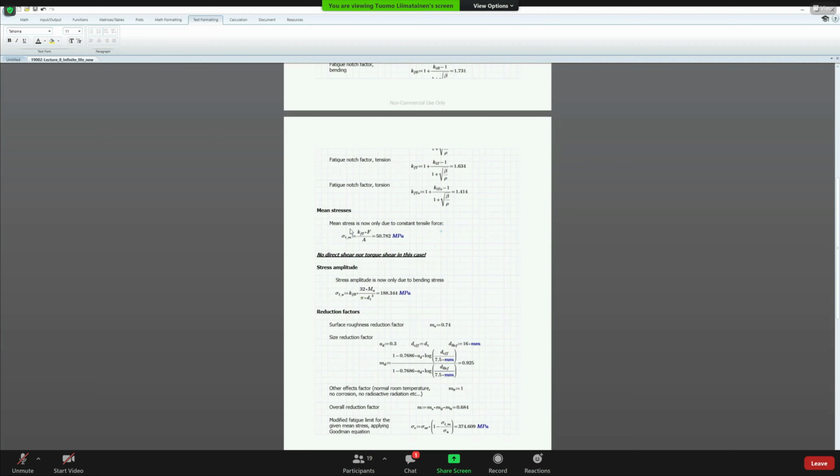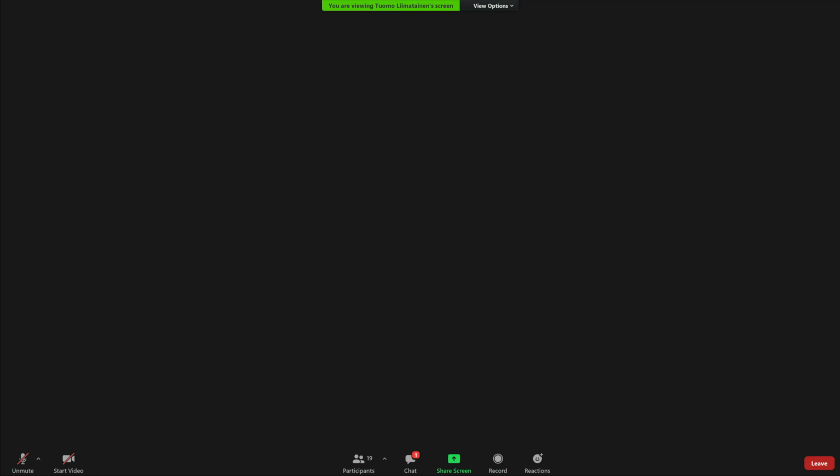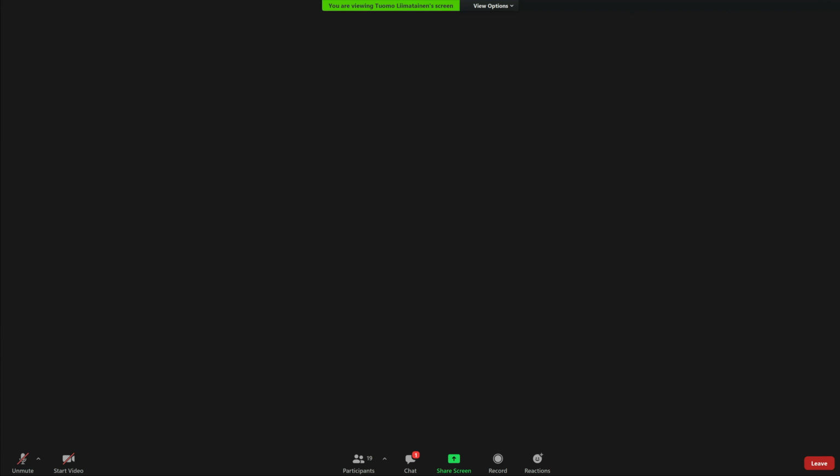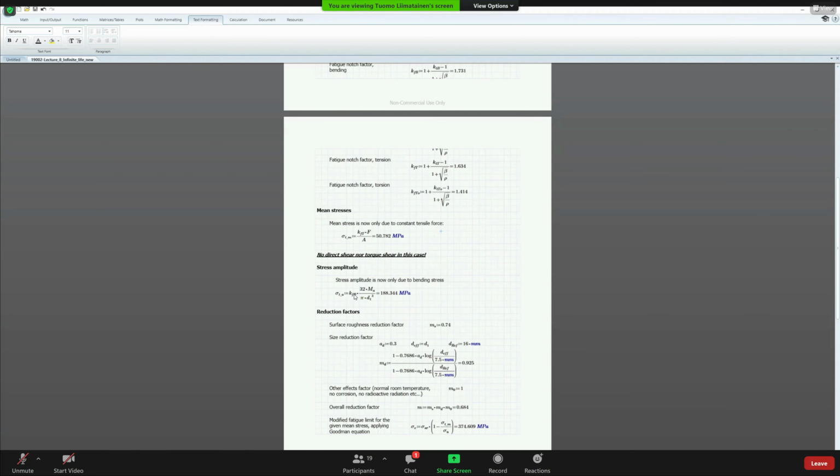But now we have calculated mean stress, and then we need to calculate what is the stress amplitude. And the amplitude is now, as described, only due to the bending. So the constant tension force doesn't affect amplitude because that is constant. That is producing the mean. And the bending moment amplitude is producing the amplitude. And we can calculate that with a simple equation, as you know from basic mechanics. Of course, multiplied with the fatigue notch factor.